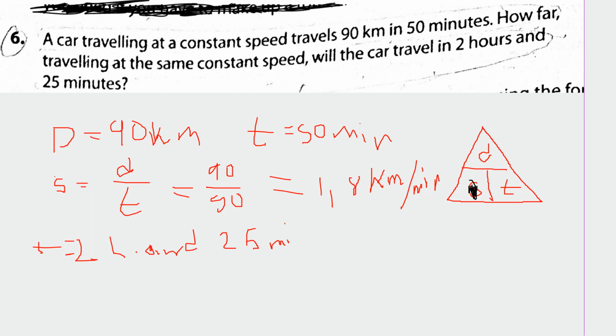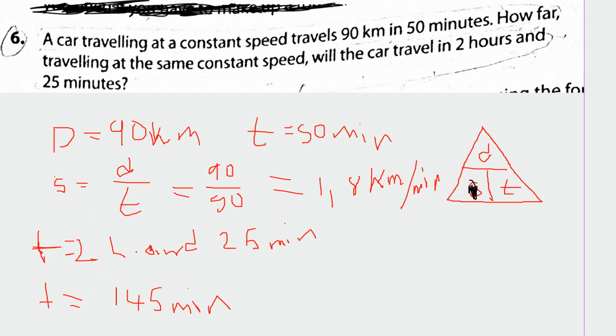So remember, 1 hour is equal to 60 minutes. So that means 2 hours is going to be how much? 2 times 60, which is 120 minutes, plus 25 minutes. That means the total time will be equal to 145 minutes, because it's 120 minutes for the 2 hours plus 25 minutes. That will make up 2 hours and 25 minutes.